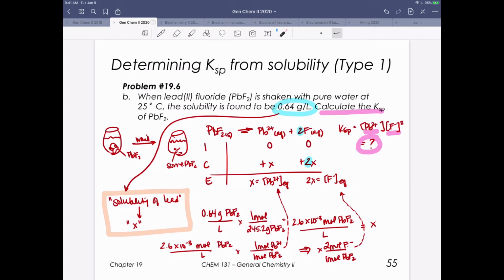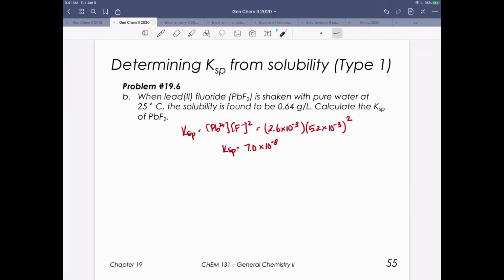So if this problem was just asking for maybe the fluoride concentration, it would just be double this value, in either units. But to get our KSP, we need to put the lead concentration in, 2.6 times 10 to the minus third. This number is doubled to get the 5.2 times 10 to the minus third, but then we also have to square that for our KSP. So that's how we get our 7.0 times 10 to the minus 8th.